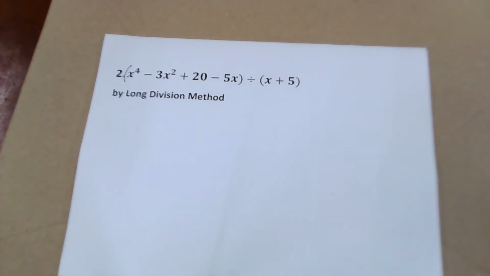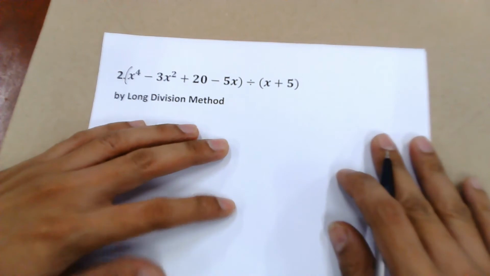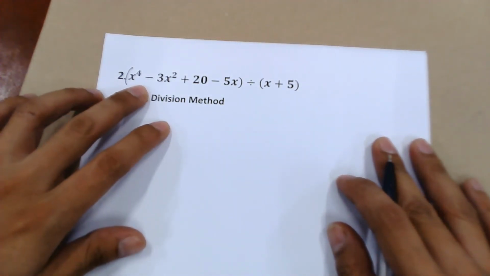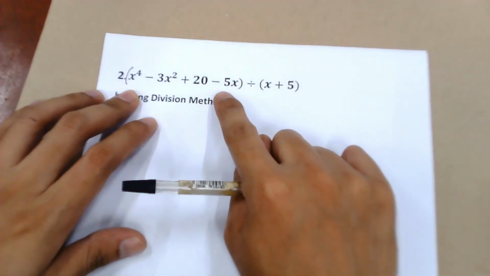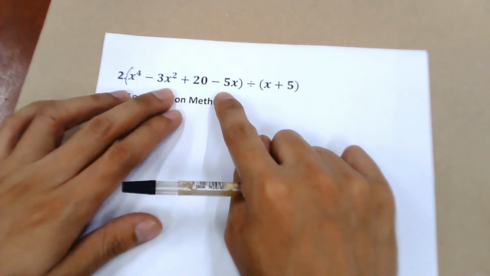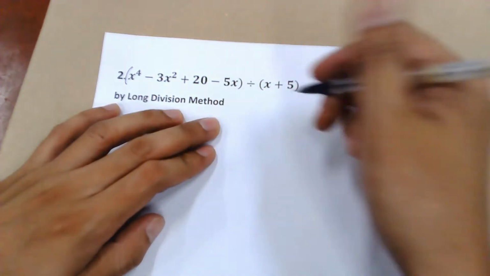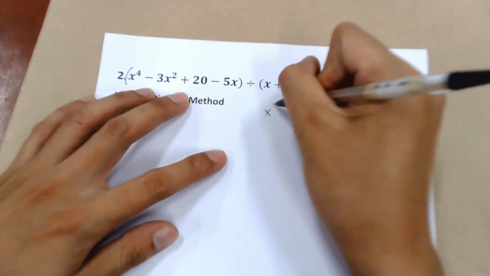Next, the second rule specifies that both the divisor and the dividend must be ordered by descending powers of x. Okay, so we have the highest exponent here. The dividend does not satisfy the second rule. So we need to arrange the dividend in descending order of powers. So we have x to the power 4.